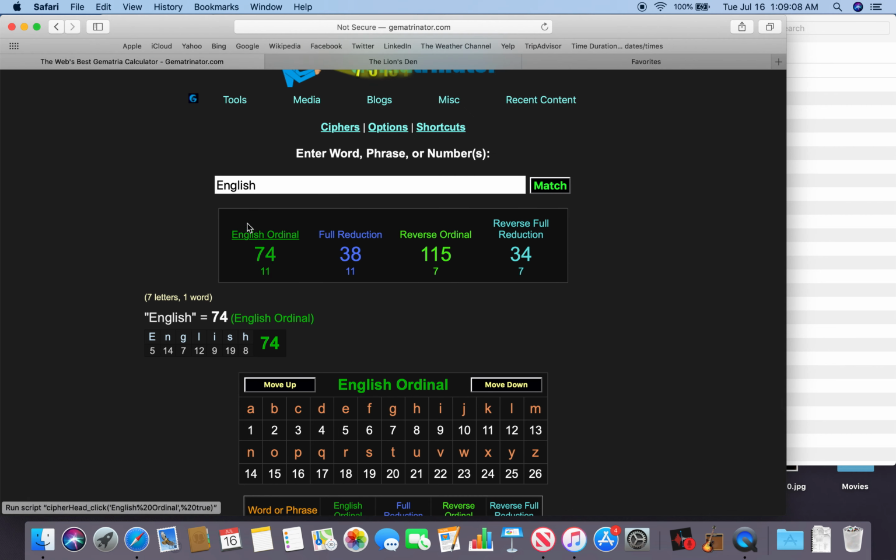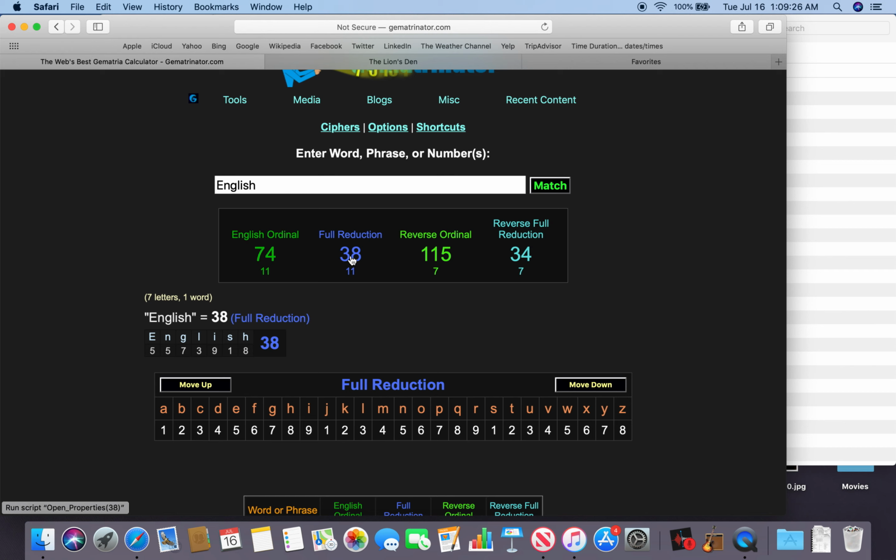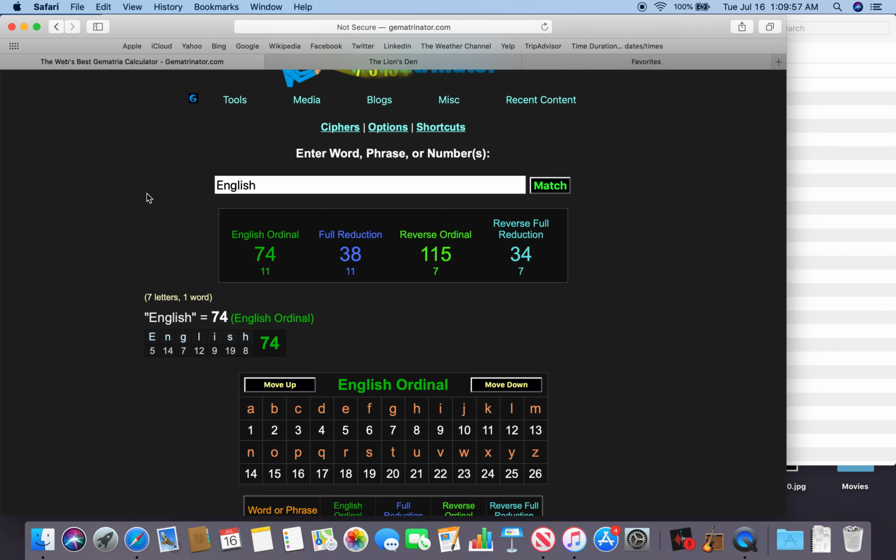So anyway, in English ordinal, it's the alphabetical order. E is the fifth letter of the alphabet, N is the 14th, G is the 7th, L is the 12th, I is the 9th, S is the 19th, and H is the 8th. That equals 74. The reduction cipher is just, you add them together. So E is the fifth position in the alphabet. You don't have to do anything because 5 can't be reduced anymore. But N is the 14th, so 1 plus 4 is 5. L is 12, 1 plus 2 is 3. I stays the same at 9. S is reduced down to 1. It's reduced to 10 and then to 1. There's something called the S exception. And H is 8. So English, there's the reduction.